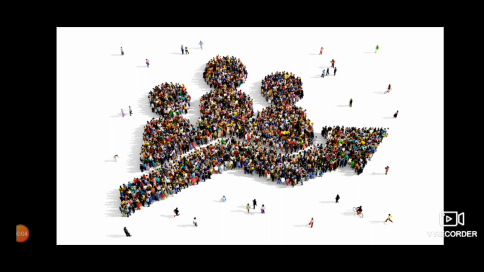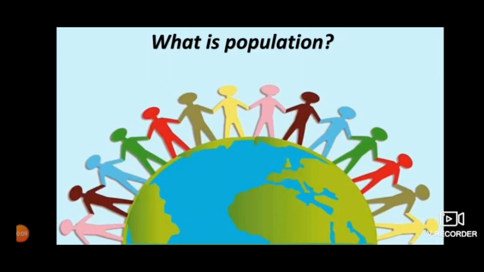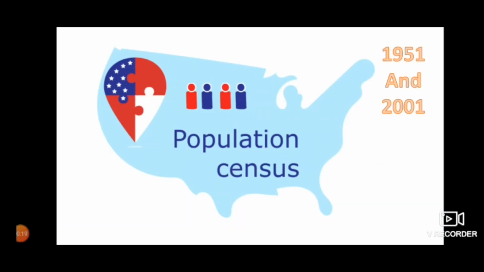Students, let's see the growth of population. What is population? Population means collection of people in a particular place. Now we will find out. A census was done in 1951. Students, what is census? Census is an official count of people in a particular region. After 1951, census was done in 2011.